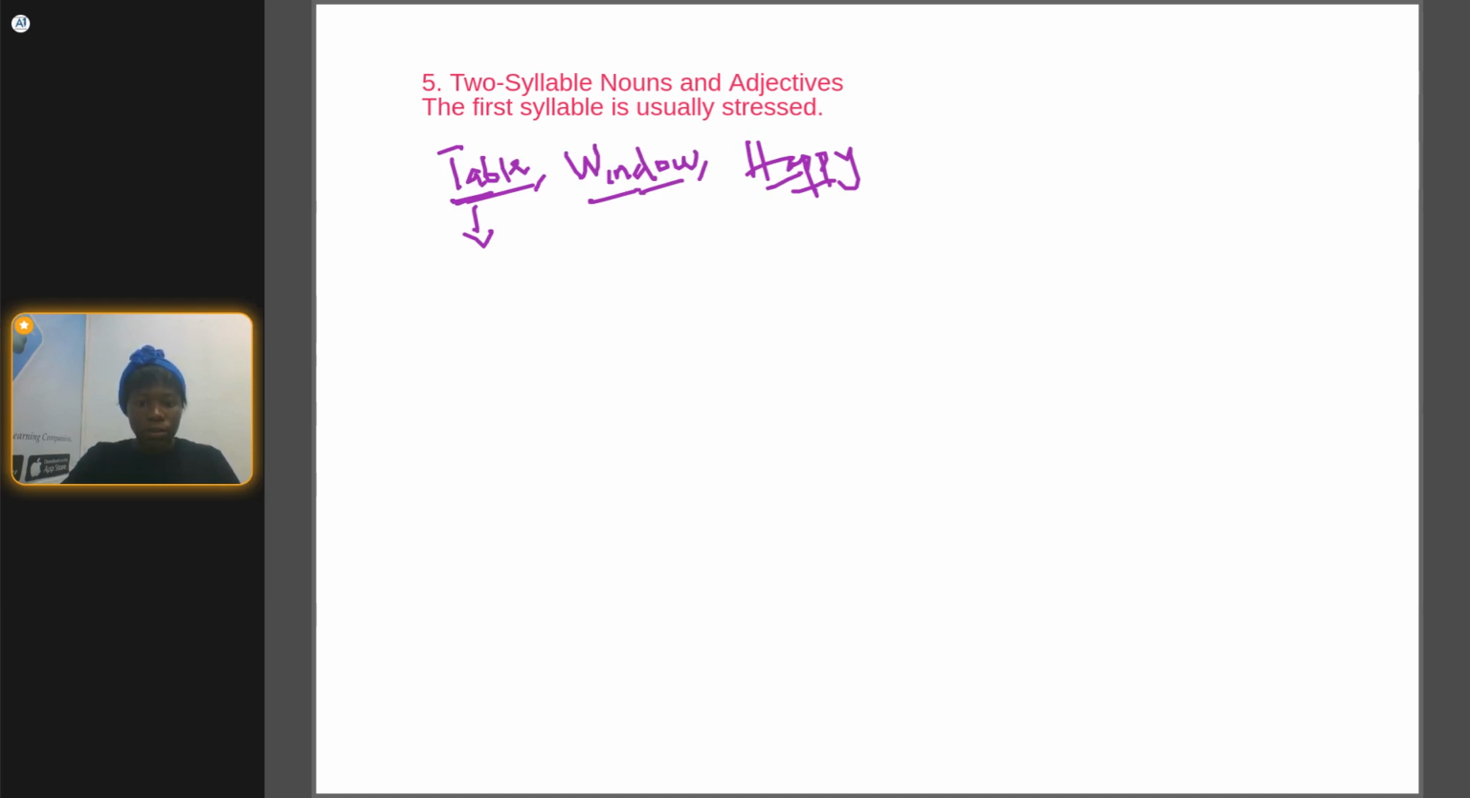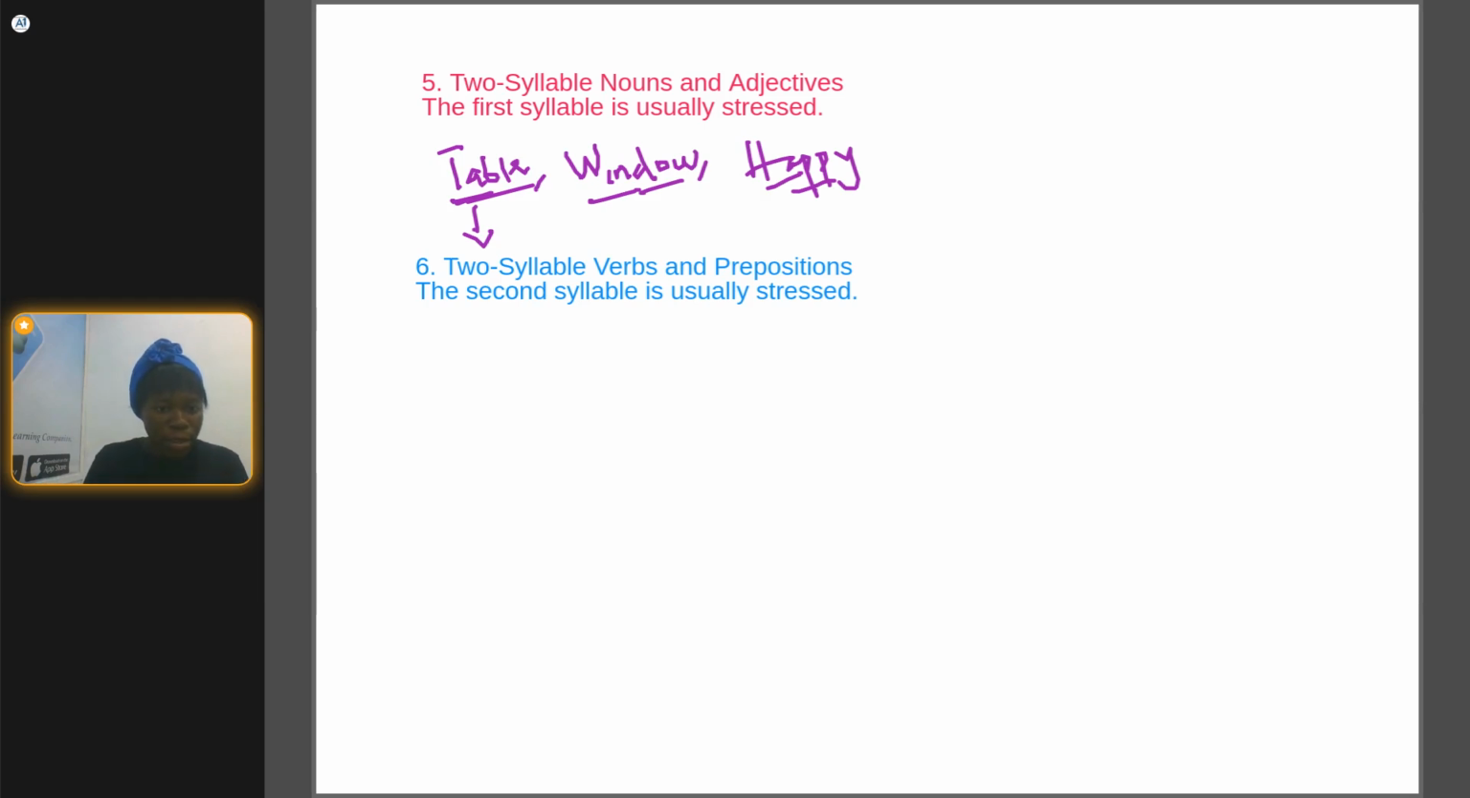Verbs and prepositions. When you have two-syllable verbs and prepositions, the second syllable is usually stressed. Unlike rule number 5, where you talk about nouns and adjectives, two-syllable words, and the first syllable is stressed, in rule number 6, two-syllable words of verbs and prepositions, the second syllable is usually stressed.